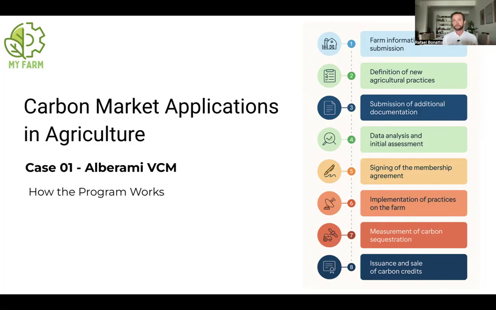But you must consider that most of the verifications and methodologies follow this. They do the first appraisal, they define the agricultural practices, they submit documents, they do the analysis, they sign some documents like step number 5, they implement the practices, they measure by monitoring and measuring, and then they issue the credits to the client. So it can go to the market, the farmer can go to the market, or maybe the carbon developer goes to the market, depending on the contract, and creates money, financial assets out of the carbon credit. Okay?